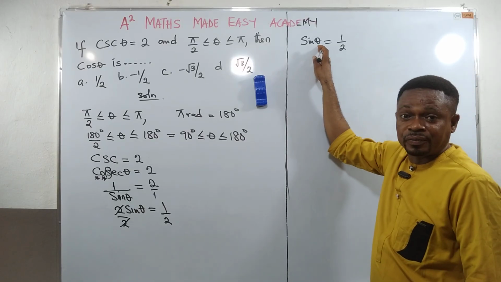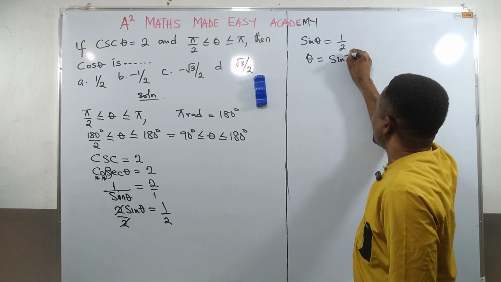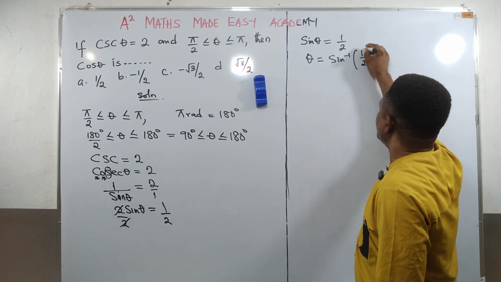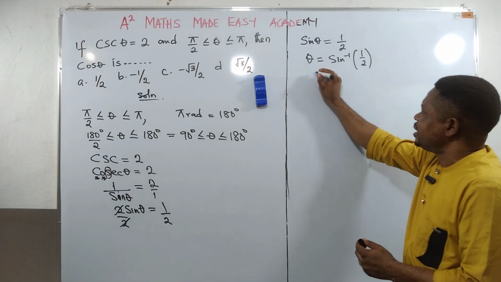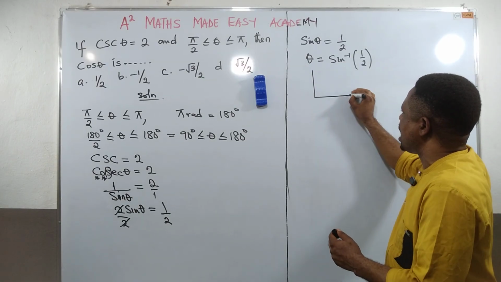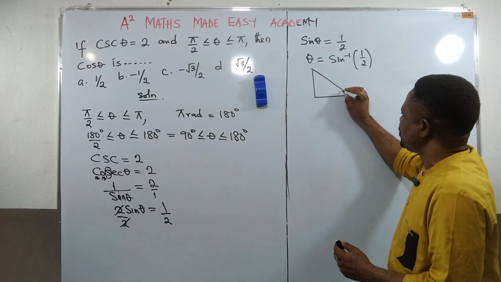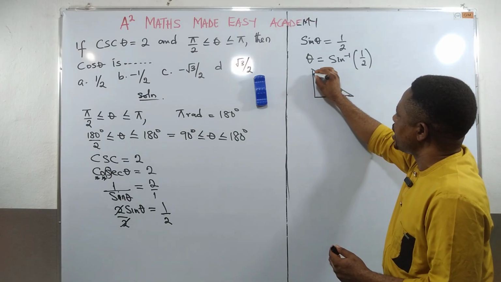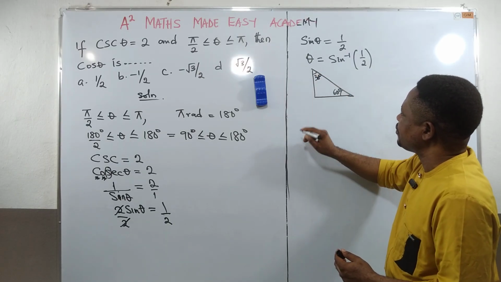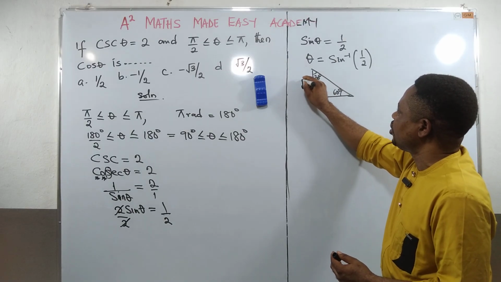Make theta the subject of the formula. Now theta becomes sine inverse of 1 over 2. How do we generate this theta now? That will lead us to what we call special angles. Don't forget I did it in my last video. Call this 60 degrees. The up one is 30 degrees. I've told you that this vertical one is always root 3.